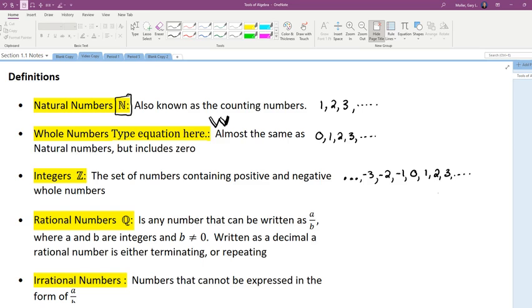And then we get to the last couple, which maybe you'll find a little more complicated. The definition certainly seems more complicated. So when we talk about rational numbers, we're talking about any number that can be written as a fraction. Rational is another name for fraction. So it can be written as a over b, where a and b are integers, and b cannot be 0. We'll spend some time this year making sure we understand this concept that you cannot divide by 0, but that's a conversation for a different day. Written as a decimal, a rational number is either terminating or repeating.